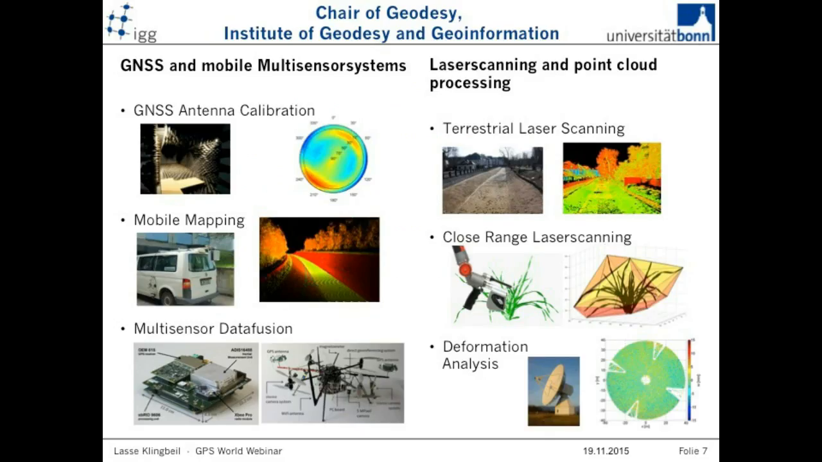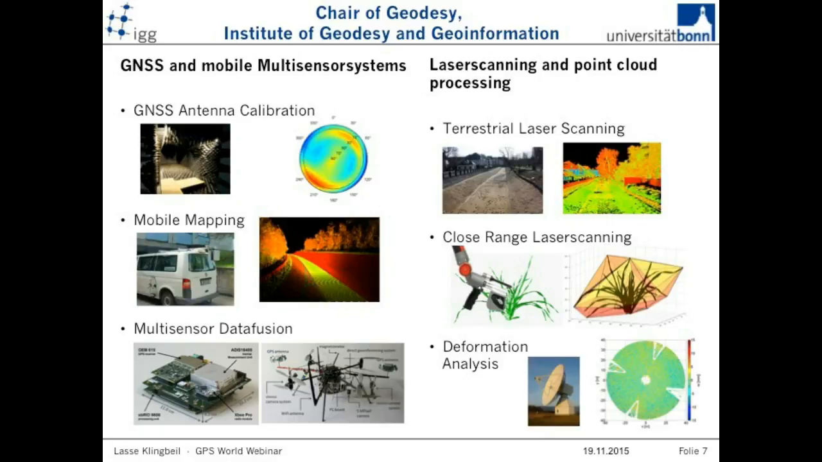I'm from the chair of Geodesy at the Institute of Geodesy and Geoinformation at the University of Bonn. And what we do is somehow all related to this talk. We do GNSS antenna calibration. We do mobile mapping with various platforms. So we basically move laser scanners around and cameras and see what we can do with them. And we also do multi-sensor data fusion, so meaning that we develop the algorithms to fuse GNSS, IMU, and other sensors for the purpose of mobile mapping.